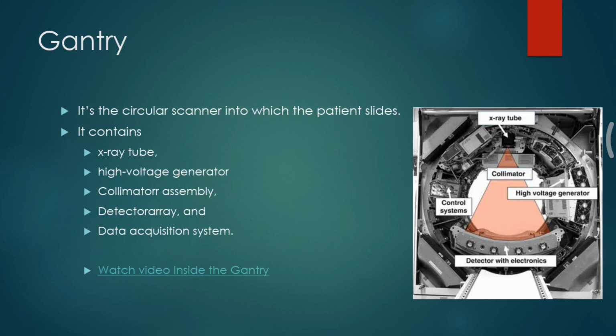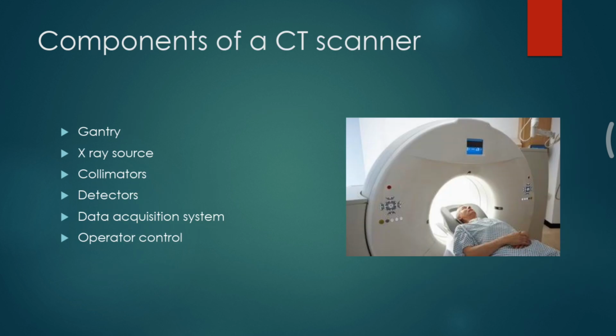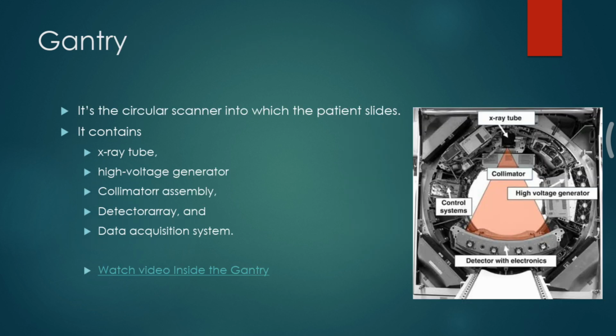First, the gantry. It's a circular scanner into which the patient slides. It consists of an X-ray tube, a high voltage generator, a collimator assembly, a detector array on the other side, and the data acquisition systems. Now let's watch the video of how all these are arranged inside the gantry.